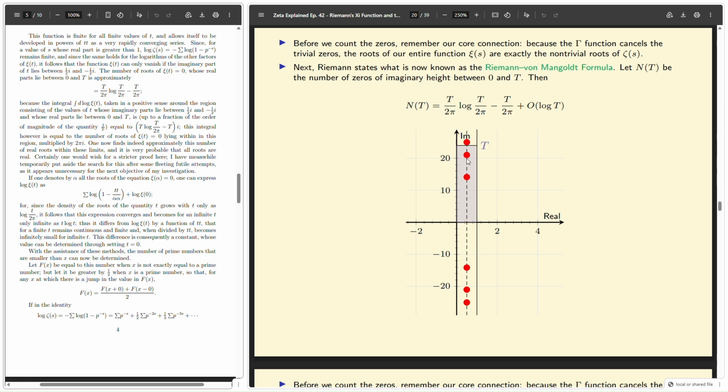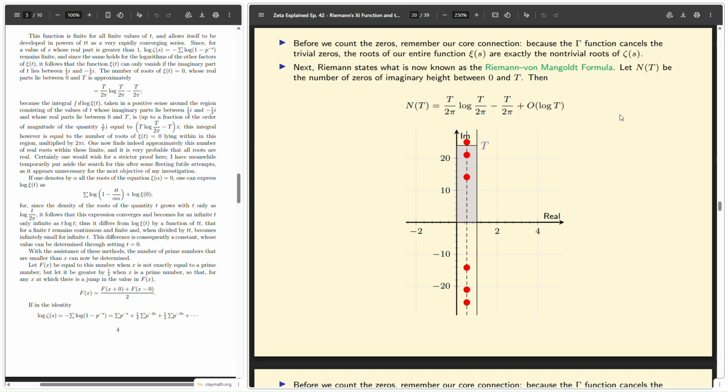So in the drawing, there are like 2 zeros right here. But as you take T to higher and higher numbers, there are more and more zeros, and they actually get closer, more bunched up together as you go higher. So we have N of T is equal to T over 2 pi log of T over 2 pi minus T over 2 pi plus big O of log of T. So there's just an error term that grows like log of T.